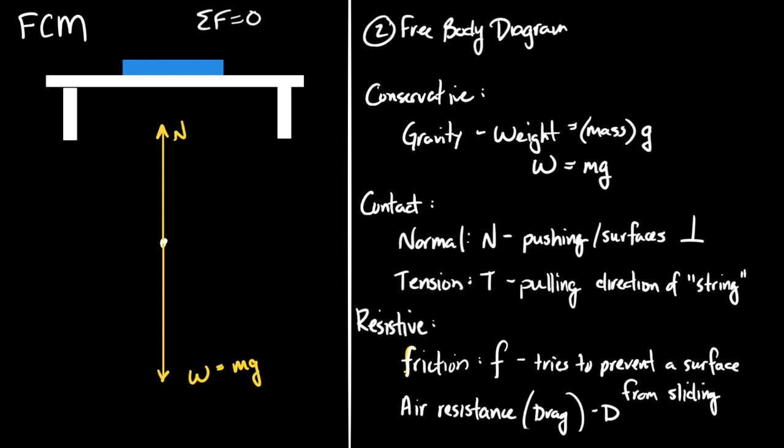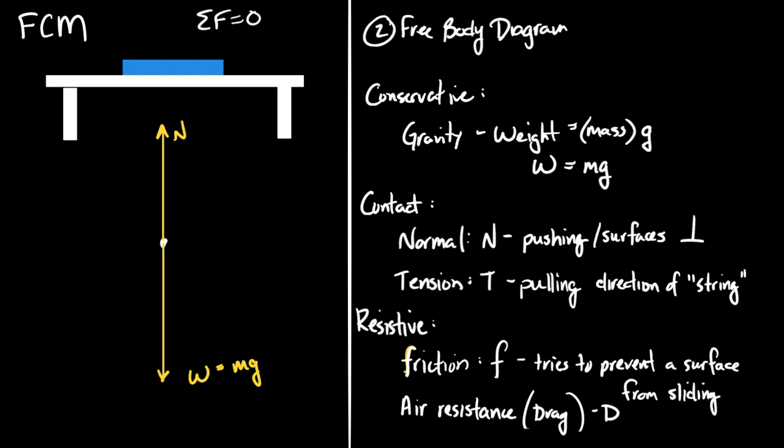Try to prevent a surface from sliding. There's two kinds of frictional force. There's frictional forces that hold an object from moving, and then there's frictional forces for when an object is already sliding. So when you're applying the idea of friction, understand that if there's motion, well, then that's a sliding friction, and it's going to oppose the motion.